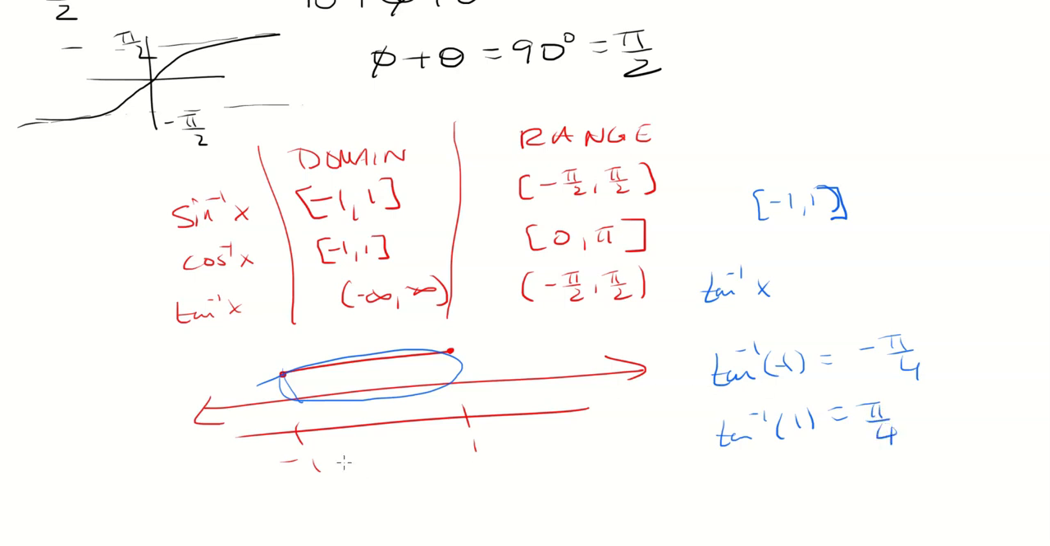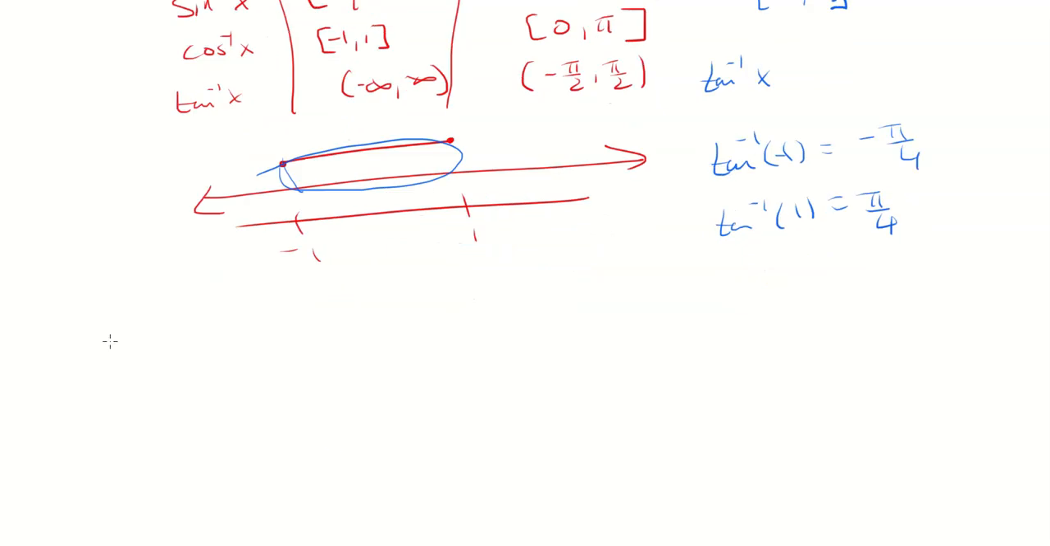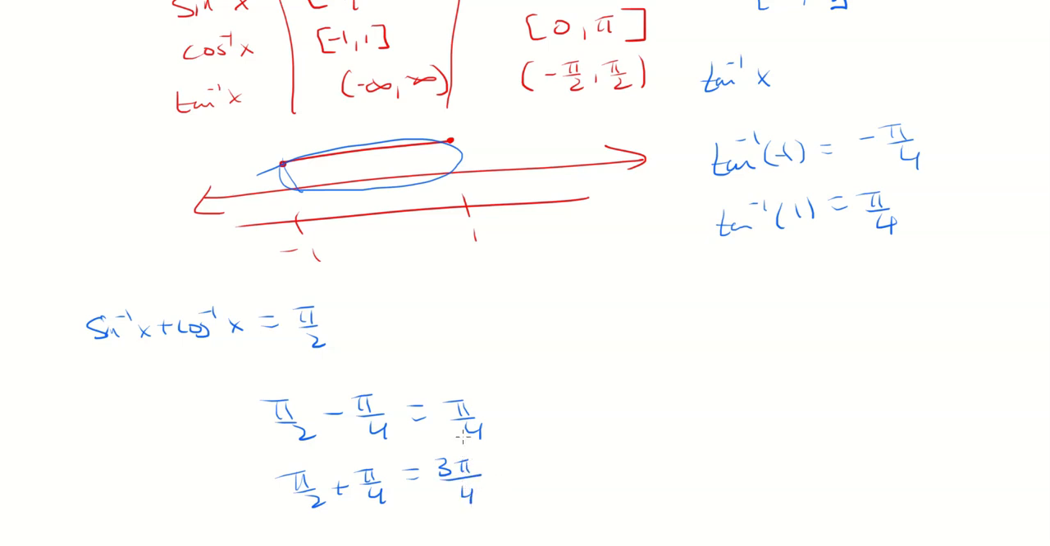Now, we have inverse sine plus inverse cosine is equal to pi over 2. So we need to take pi over 2, subtract pi over 4 to get your minimum, which is pi over 4. And then pi over 2 plus pi over 4 will be your 3 pi over 4. And that's the maximum. So the range is pi over 4 to 3 pi over 4, and we have to include the endpoints.